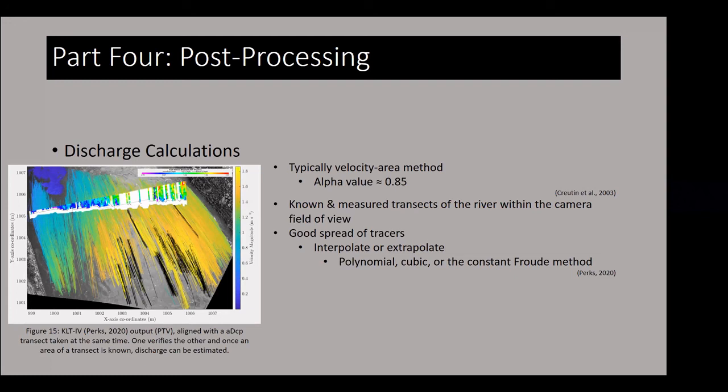One issue that may be seen while trying to calculate discharge through image velocimetry techniques is that the river surface must also have a good spread of traces, and where that's not possible, it might be possible to interpolate or extrapolate measurements using polynomial, cubic, or the constant Froude method.